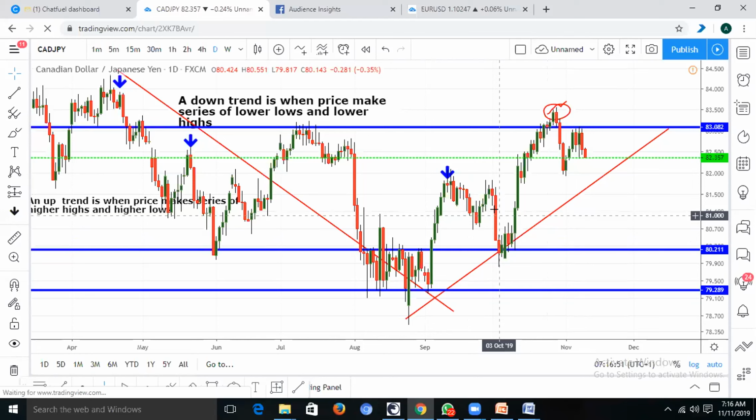All right, good. So as I was saying, the reason why this is CAD JPY, that is the Canadian dollar versus the Japanese yen.